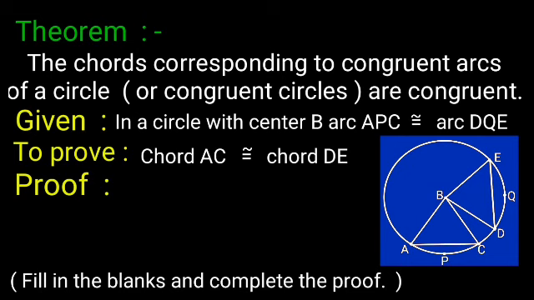Theorem: the chords corresponding to two congruent arcs of a circle or congruent circles are congruent. Given: in a circle with center B, arc APC is congruent to arc DQE. To prove: chord AC is congruent to chord DE. Fill in the blank and complete the proof.